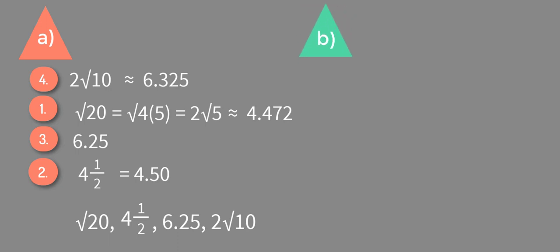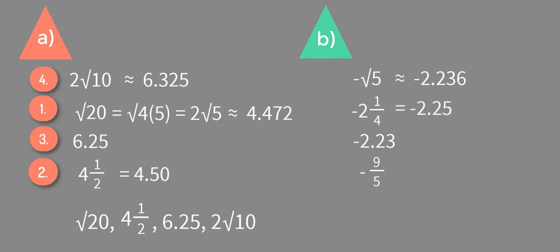Similarly with part B, the difference is that the more negative a number is, the less it is. So in this case, the absolute value being bigger is going to mean that the number is actually smaller. We're still going to do those approximations. Negative square root of 5 is approximately negative 2.236. Negative 2 1/4 is negative 2.25.